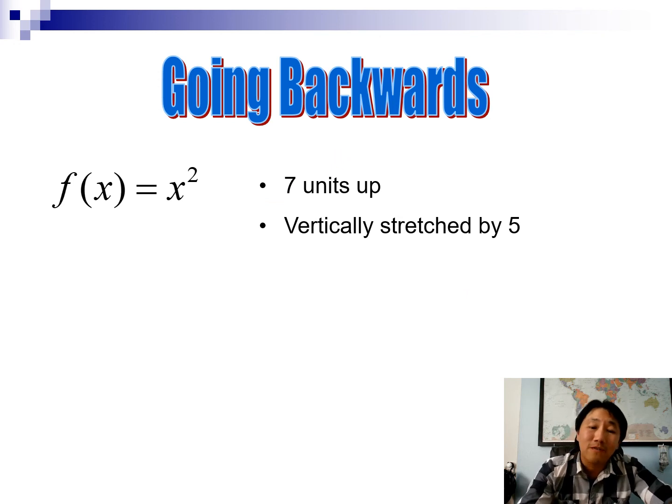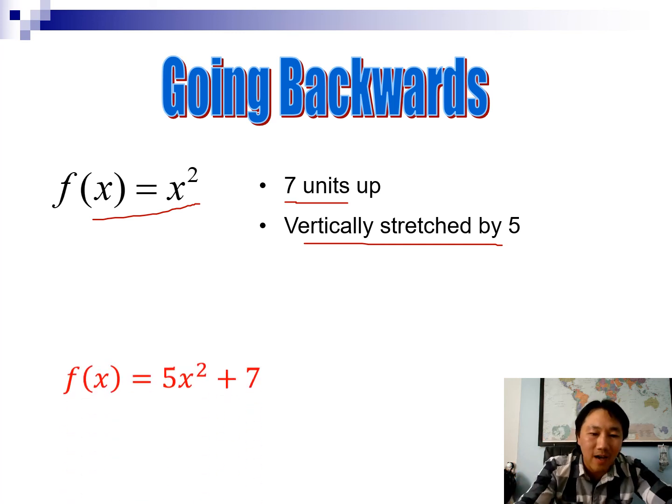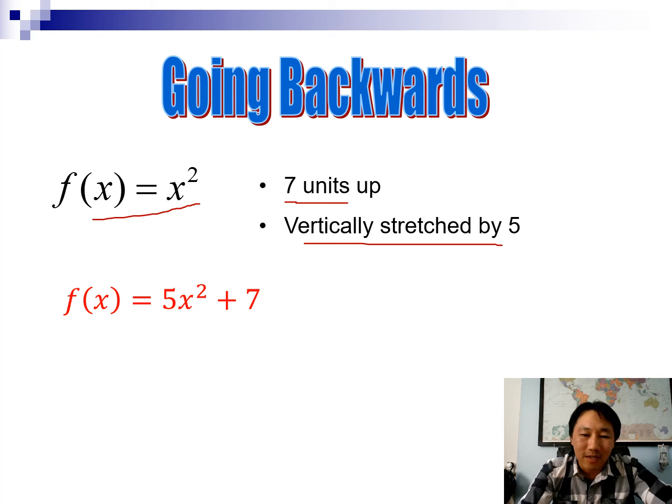Going backwards, what if I tell you what happens and you have to come up with the equation or the function? Here's the parent, f of x is equal to x squared. What if I told you to move that parent up 7 units and then vertically stretch it by a factor of 5? How would you write that equation? This would be how. So the up 7 comes from here, and then the stretch comes from there. Okay?